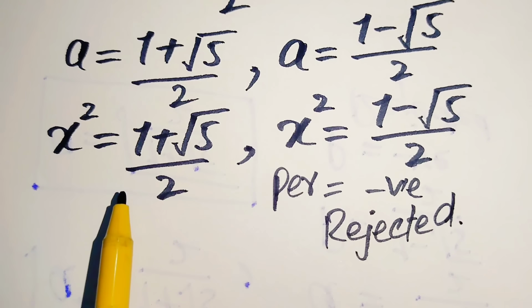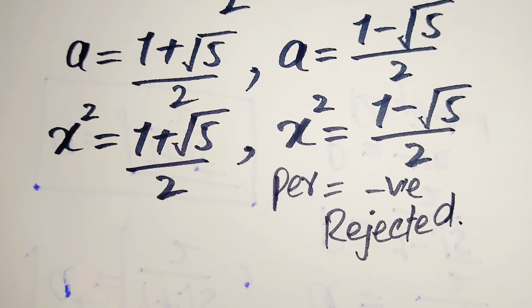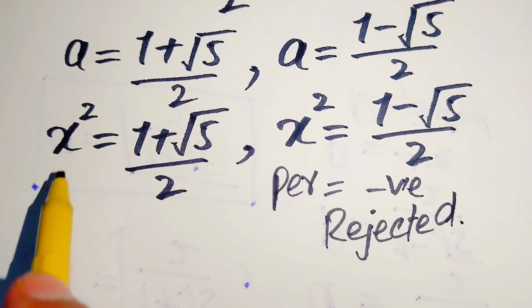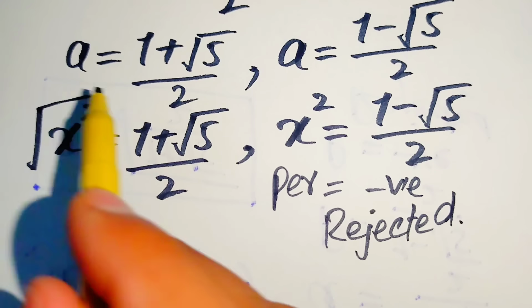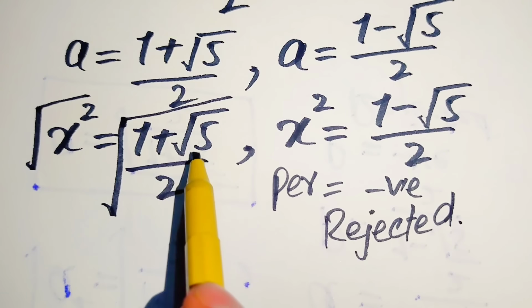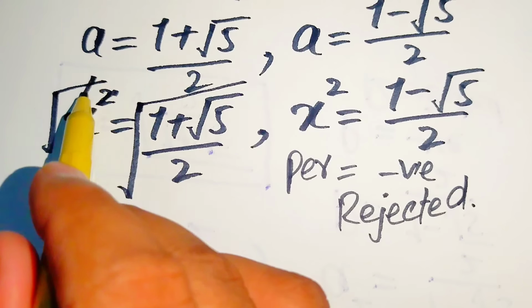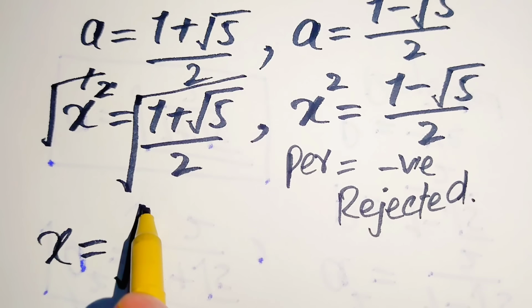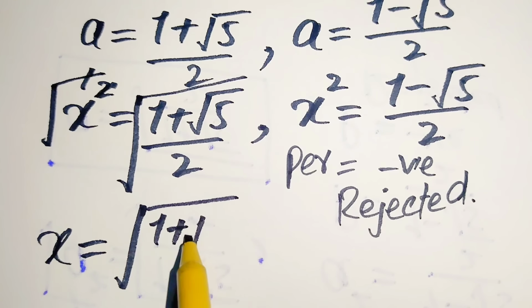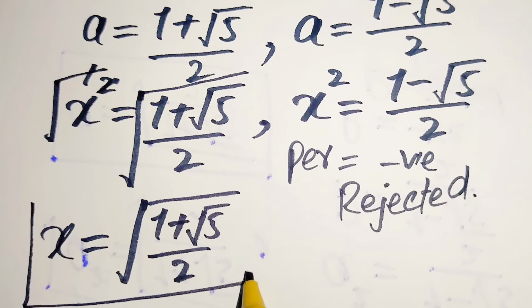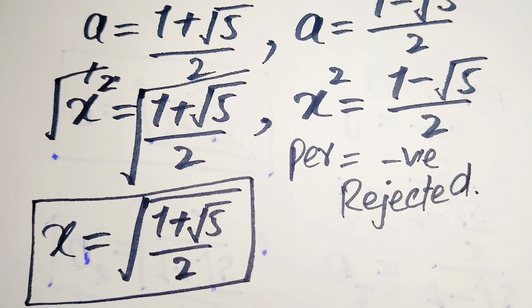And now we proceed with this case only, and here we get the values of x. So from this case we get the values of x, so we apply square root on both sides, and when we apply square root, this becomes square root of x squared equals square root of 1 plus square root of 5 divided by 2. So the square and the square root cancel, and we get x equals square root of (1 plus square root of 5) divided by 2. So this is the only final value of x, and this is the final answer.